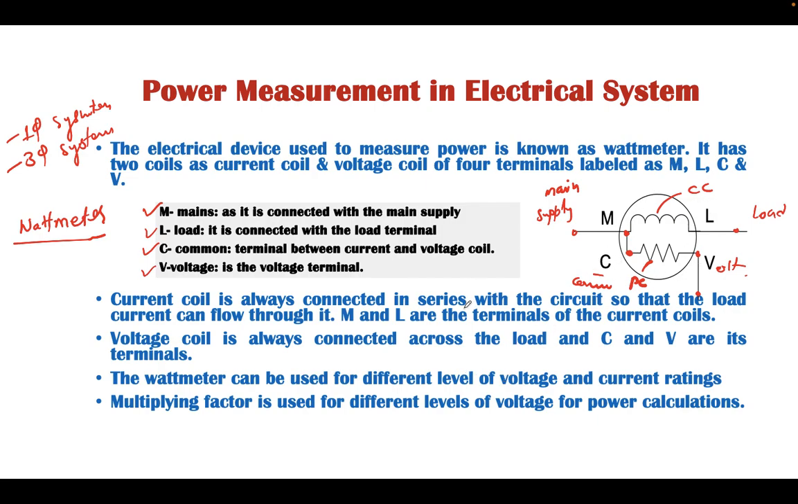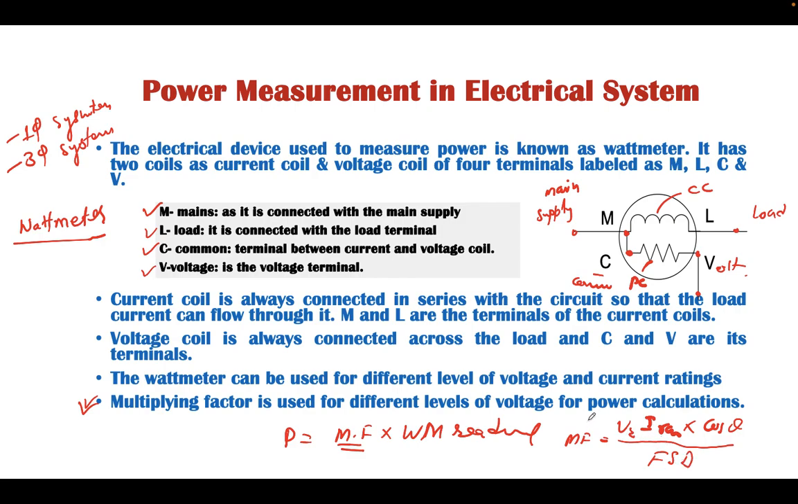Wattmeter can be used for different levels of voltage and current rating, because a wattmeter can be designed for different levels of voltage and current, and hence there is always a multiplying factor for the wattmeter. Whatever the power is measured by the wattmeter, it is always multiplied by the multiplying factor into the wattmeter reading, where multiplying factor is equal to V range of wattmeter times I range of wattmeter times cos theta of wattmeter divided by full scale deflection of wattmeter.